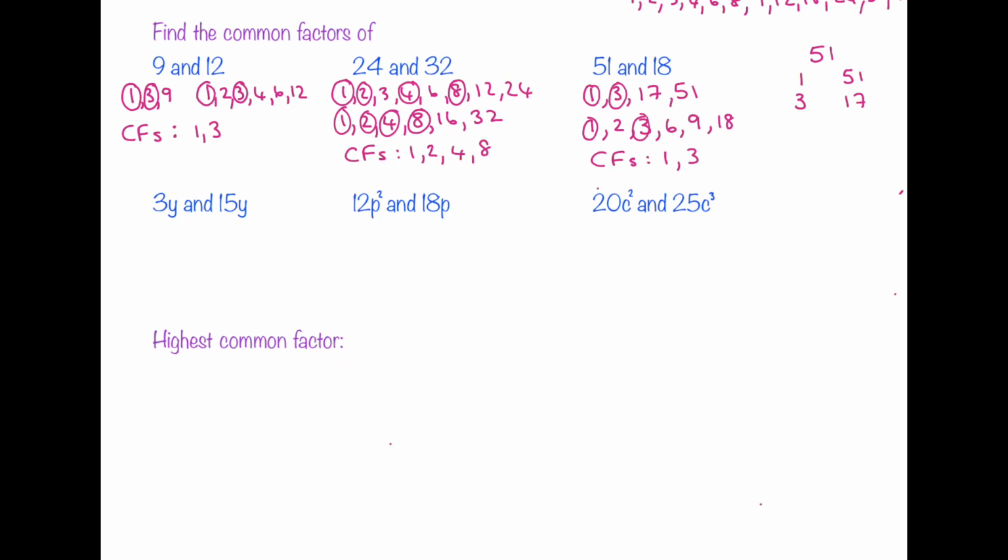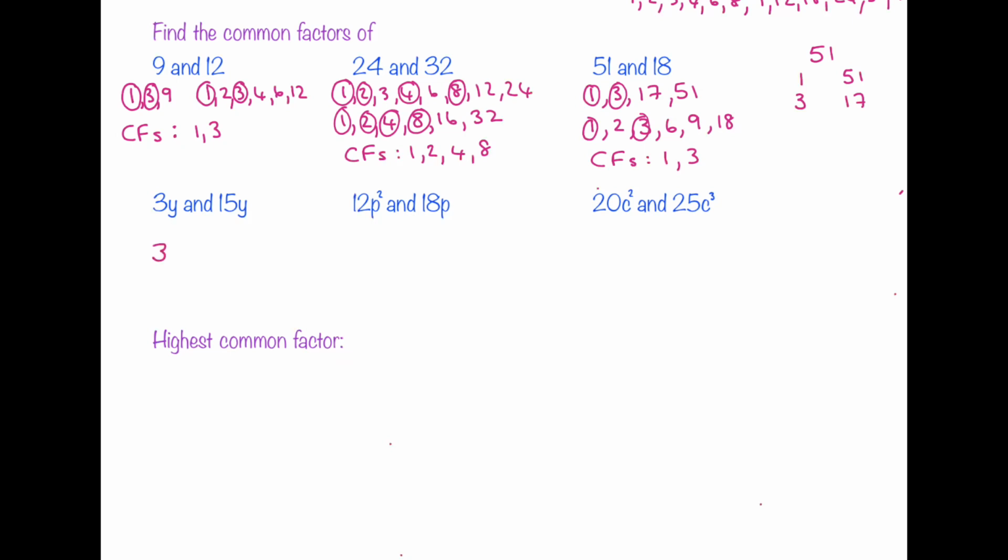Right, now what we've got here is some algebra. So we're looking at numbers and letters separately. So looking at the numbers first of all, if we look at 3 and 15, if we think about our common factors, we don't need to be writing out lists every time, we can just think of these now. So we know that the highest common factor of 3 and 15 is 3.